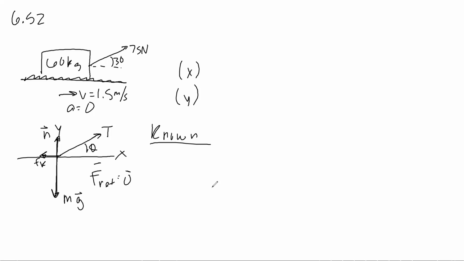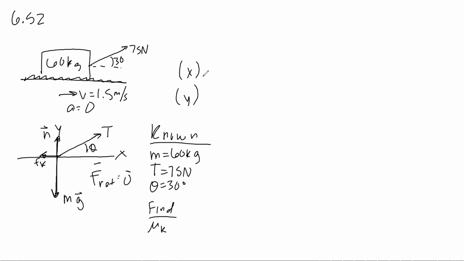We have a mass of 60 kilograms, a tension of 75 newtons, an angle theta of 30 degrees, and we're trying to find mu sub k. Finding mu sub k requires that we know the friction force and the normal force. Those are the ones that we technically don't know, so let's go through that and figure it out.